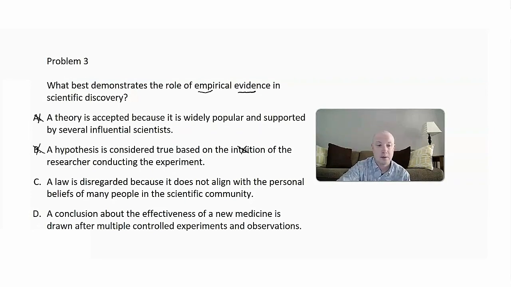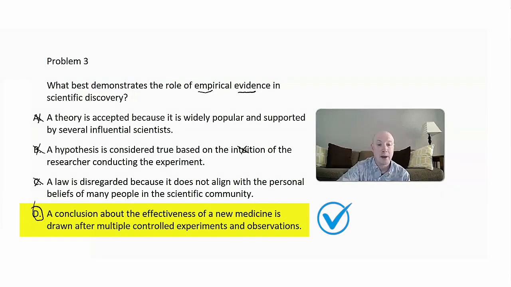Choice C, a law is disregarded because it does not align with the personal beliefs of many people in the scientific community. We're going to eliminate that choice because we're talking about personal beliefs in there, and that has nothing to do with the scientific discovery. And the correct answer here would be choice D, because it's saying a conclusion about the effectiveness of a new medicine is drawn after multiple controlled experiments and observation. Choice D would be the correct answer.